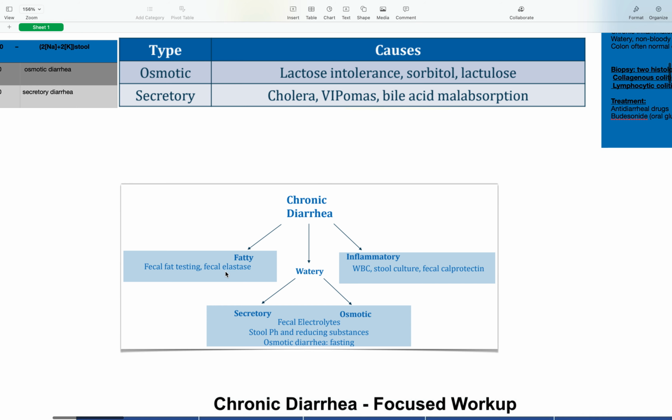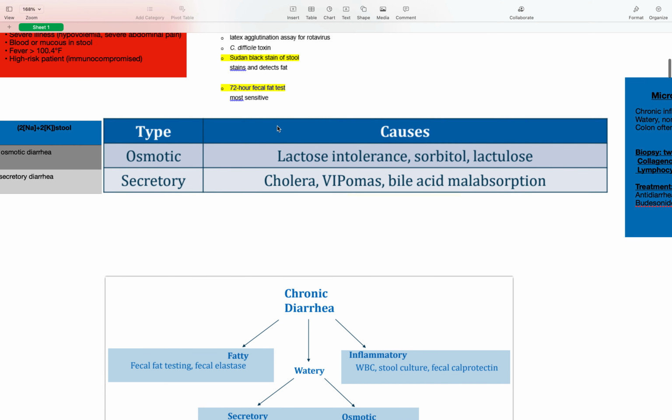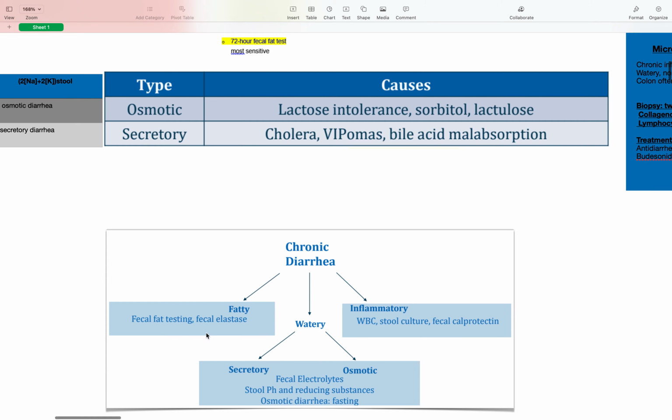chronic diarrhea. All right, and for fecal fat testing, you would do a stain of stools with stains and detect fat, or you may do the most sensitive 72-hour fecal fat test. So those are the tests required for fatty malabsorption.